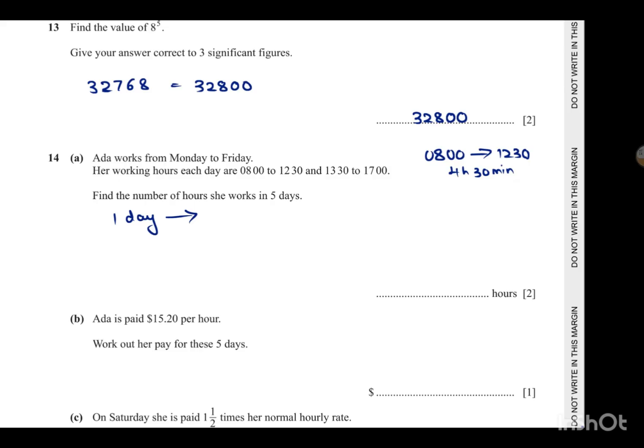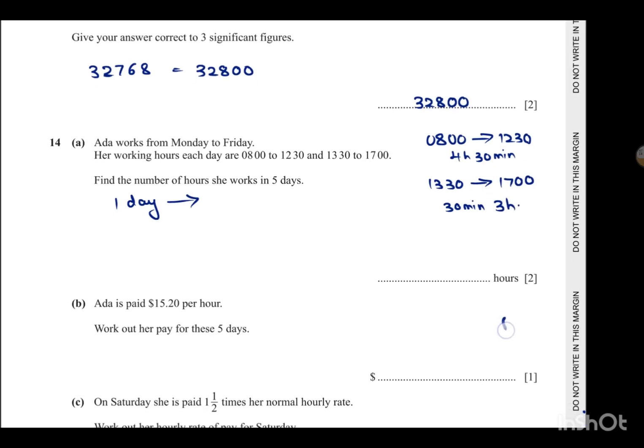Then next, she is working from 13:30 to 17. Now 13:30, half an hour is past, 30 minutes we will take after 13:30. So 13:30, 30 minutes past will be 14. Now count from 14 to 17: 15, 16, 17. So that is 3 hours. So the total of these two durations: 4 hours 30 minutes plus 3 hours 30 minutes is 4 plus 3 is 7, and 30 plus 30 minutes is 1 hour. So it becomes 8 hours.